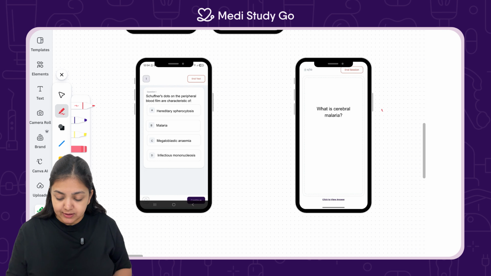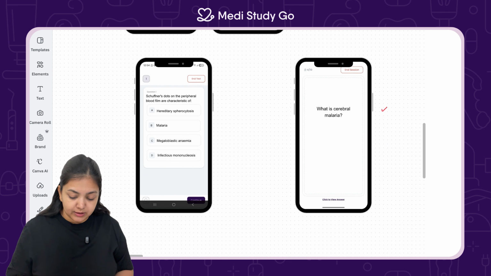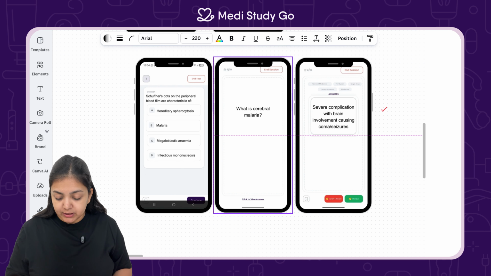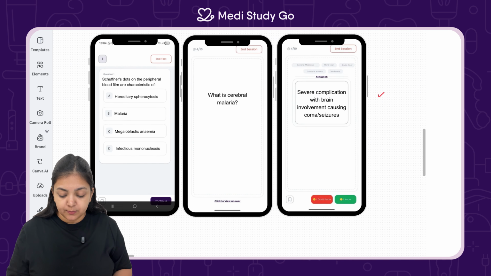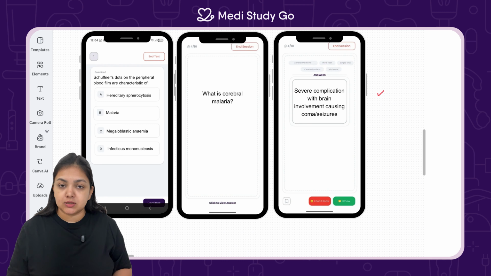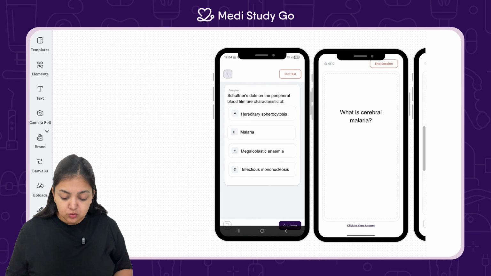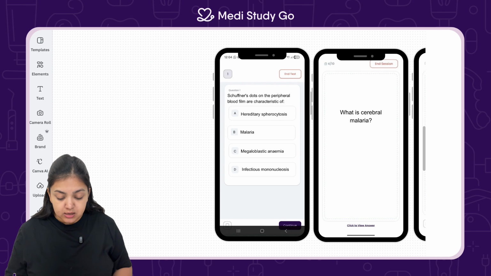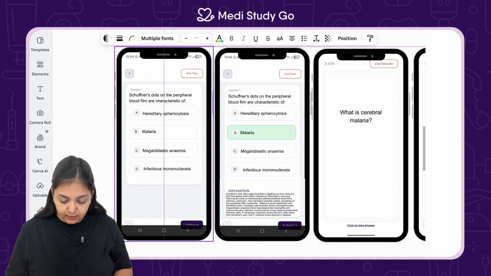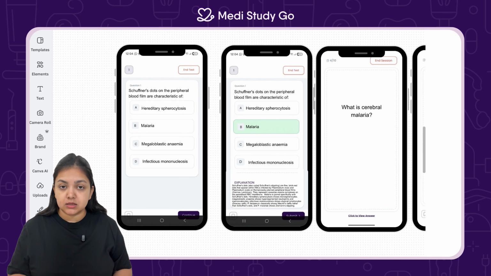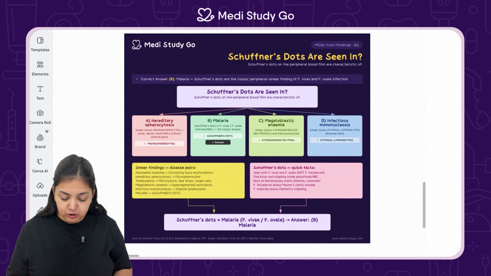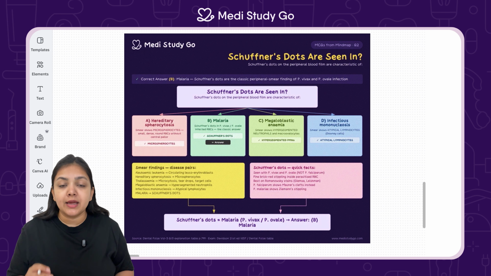For flashcards, I have an example over here. What is cerebral malaria? As we read, it is a complication in Plasmodium falciparum wherein the patient complains of coma, seizures and confusion. If you just flip over the question, you can easily view the answer over here. Now, if we talk about an MCQ, Schuffner's dots on the peripheral blood film are characteristic of. This is something which has been asked from beyond the mind map. So the answer is going to be malaria. If you just flip it over, you'll view the answer along with a detailed explanation as to why other options are not the correct answer.